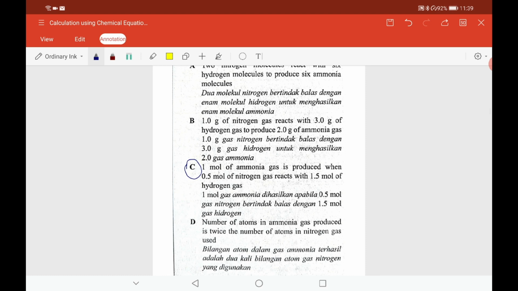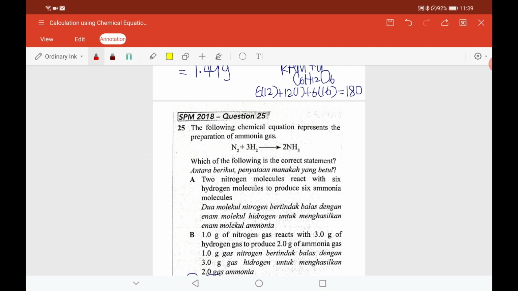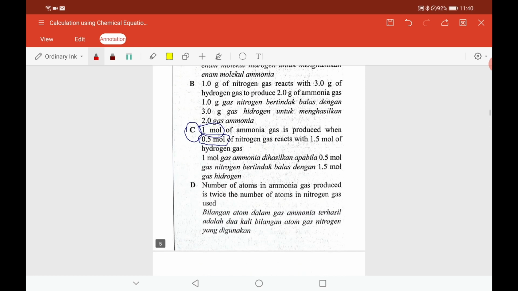For example, they say you have 0.5 mole of nitrogen. Will you get 1 mole of ammonia? Let's try. If our nitrogen is 0.5, the ratio is 1 to 2, and 1 to 2 means double. So the ammonia should be double of 0.5, which is 1 mole. Yes, the ammonia we get is 1 mole, no problem. You can also double check like this.